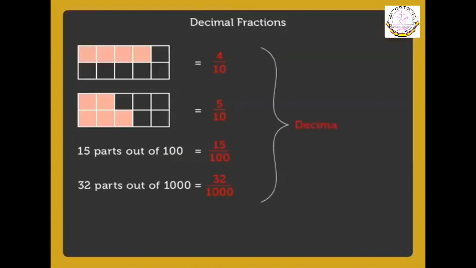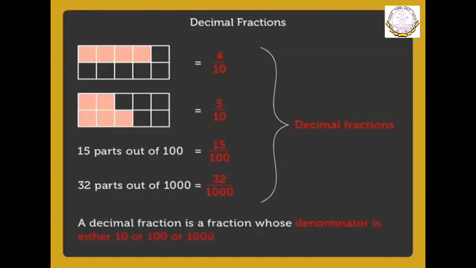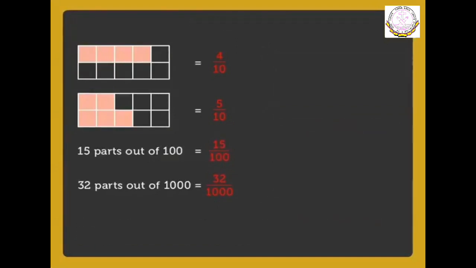So what we can say? A decimal fraction is a fraction whose denominator is either 10 or 100 or 1000, or you can say a power of 10. Children, let's learn how to write these fractions in decimals.